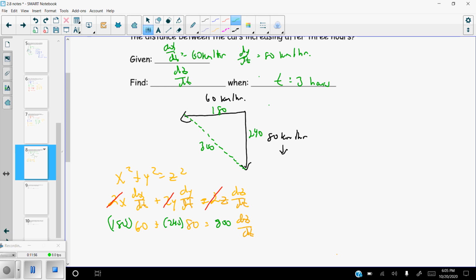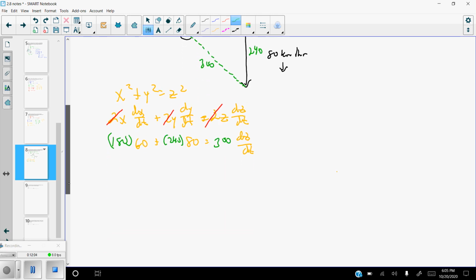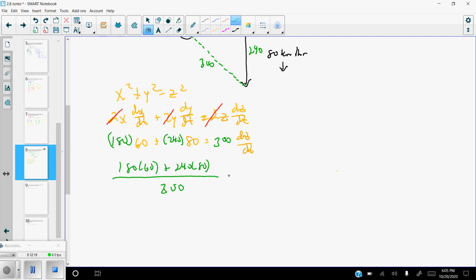That's how far they are apart, but we want to know how fast that distance is changing when they're that far apart. It's going to be some pretty big numbers here, but ultimately we can now solve for dz/dt. So we're going to get 180 times 60 plus 240 times 80, all divided by 300. And that'll be dz/dt. That's going to be pretty big numbers, but ironically, it works out pretty nicely. It's going to end up being 100 kilometers per hour. That's your dz/dt.